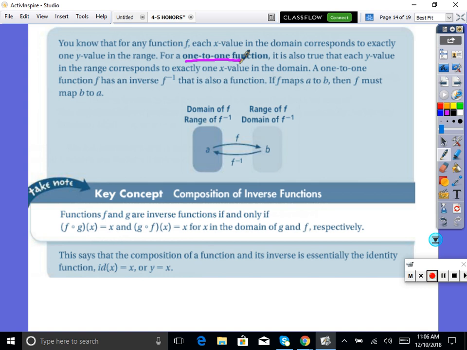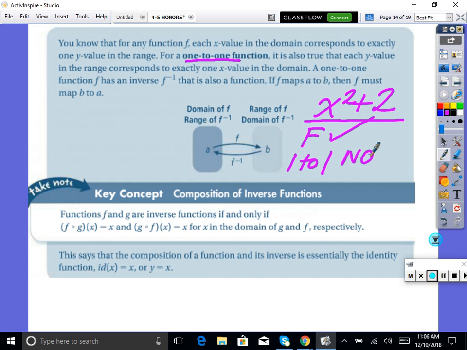So basically, guys, x squared plus 2, does that pass the vertical line test? Is it considered a function? Yes. Is it considered one-to-one? No, because the inverse is not a function. Does everybody agree? Yes. Plus or minus would be in the inverse. So, no, it's not one-to-one because the inverse is not a function.